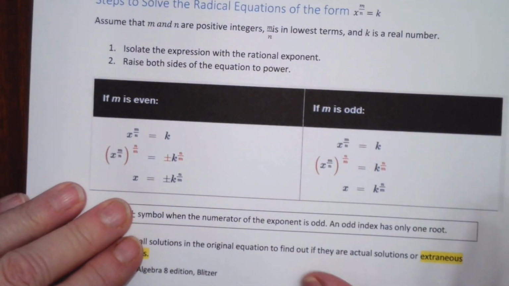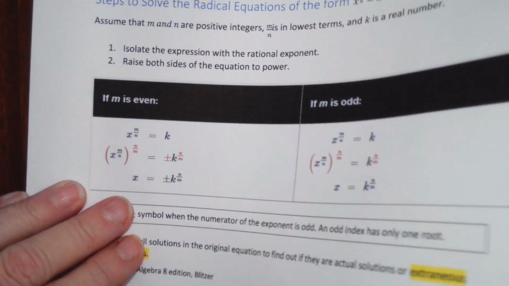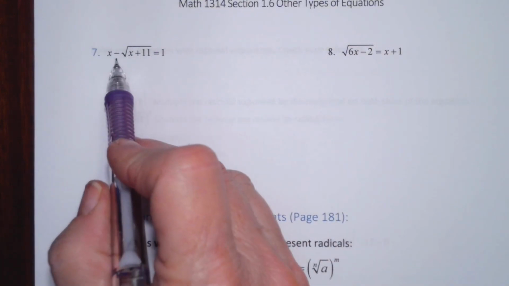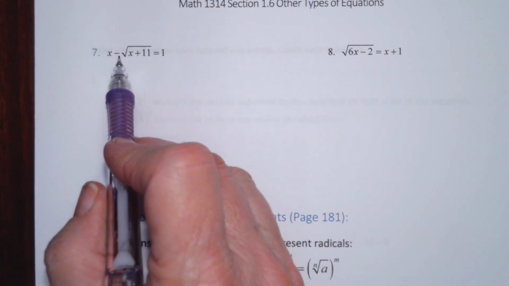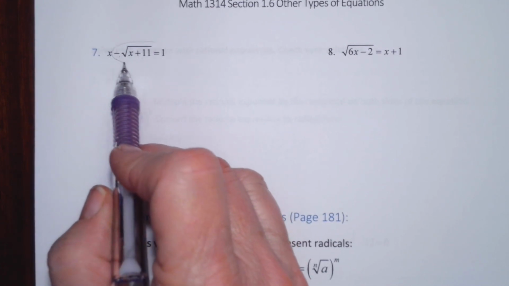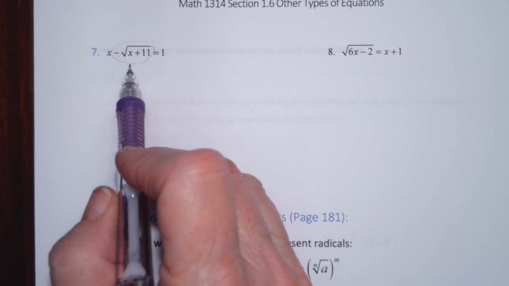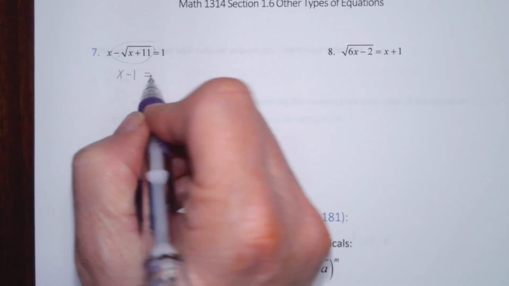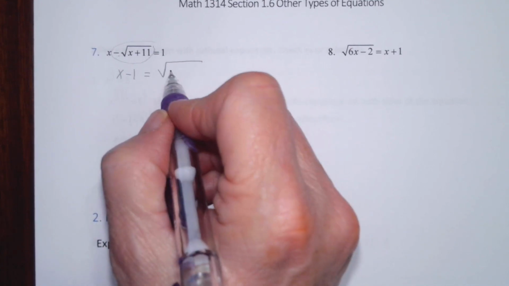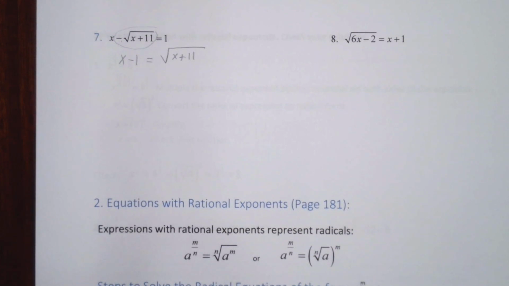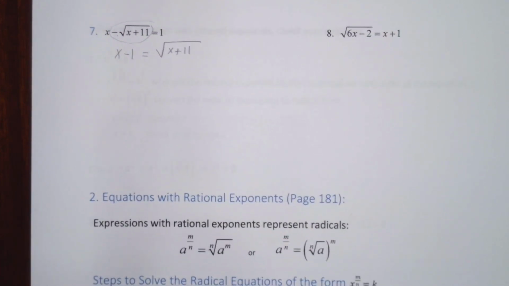All right, moving on. So number 7, same thing, you're going to isolate, but notice that there's this negative here, and we don't want that negative. So what I would do is I would move this whole thing to the other side, that gives us a positive, and then move the 1 over here. So you would end up with x minus 1 is equal to the square root of x plus 11. And now from there, you can square both sides, and check your answers and see which one works.